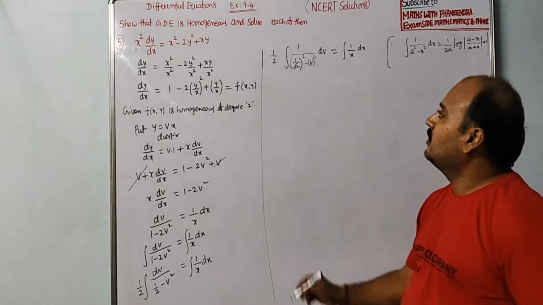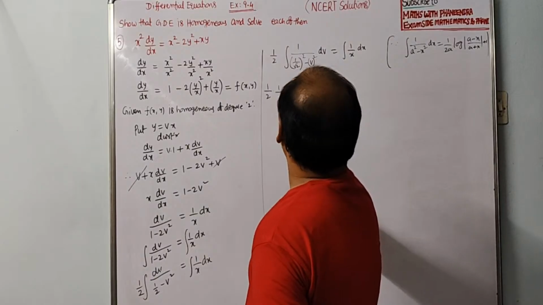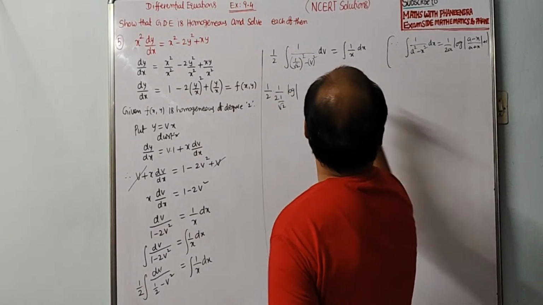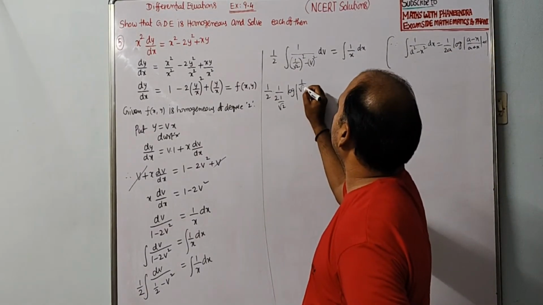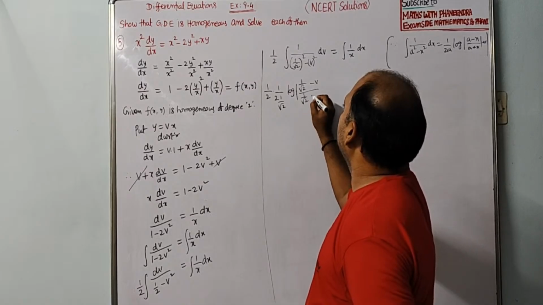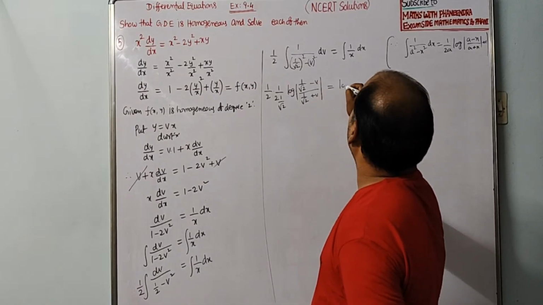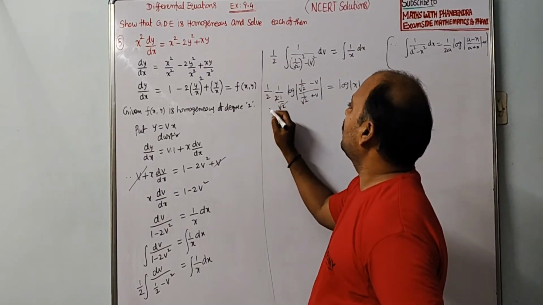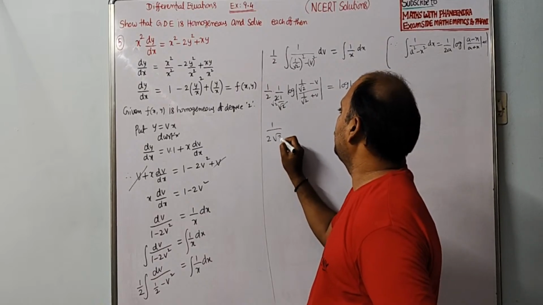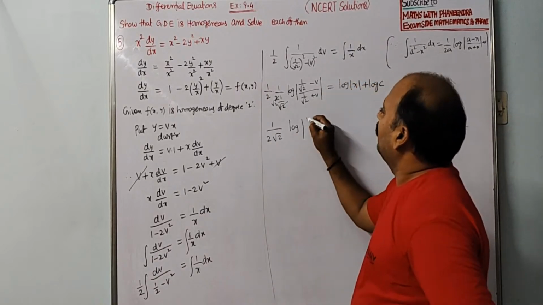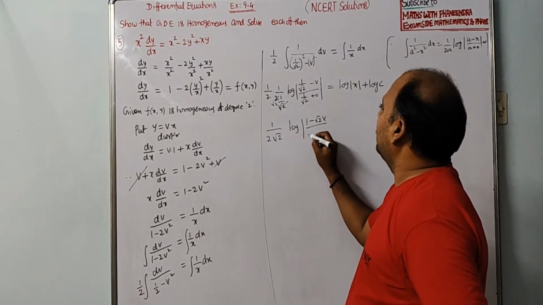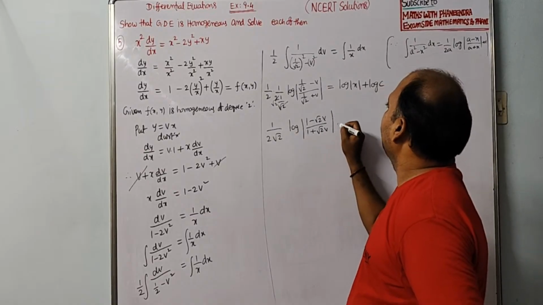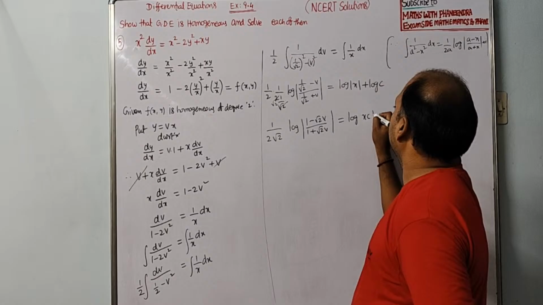You remember the formula. So 1 by 2 into 1 by 2a. 2a means what? 2 into a value, which is 1 by root 2. Log mod (a minus x) by (a plus x). So (1 by root 2 minus v) by (1 by root 2 plus v) equals log mod x plus log c. Here one of the root 2 get cancelled. 1 by 2 root 2 log mod (1 minus root 2 v) divided by (1 plus root 2 v) equals log xc.